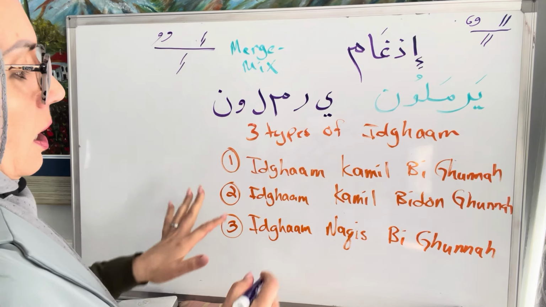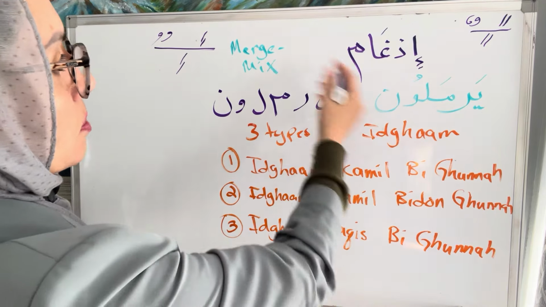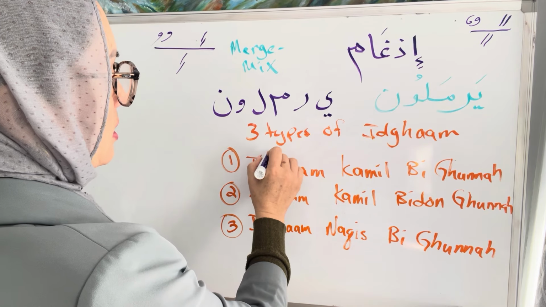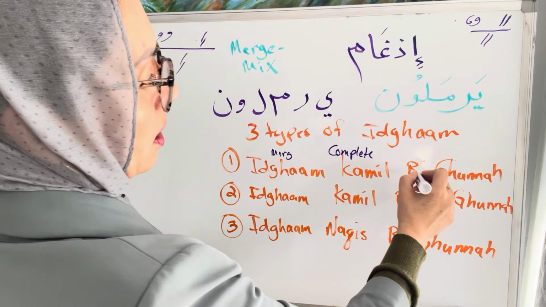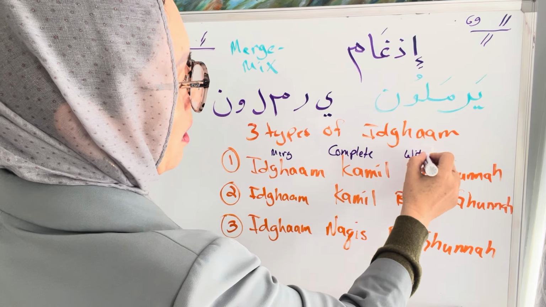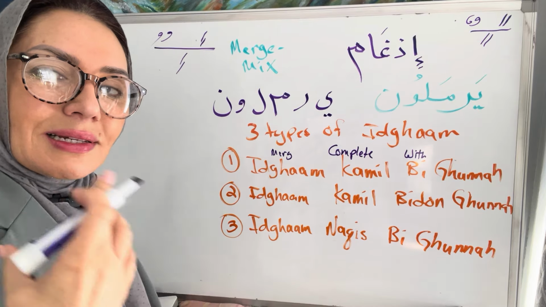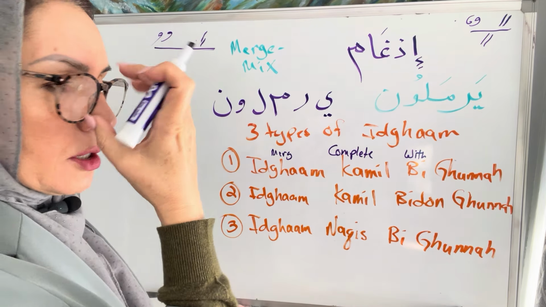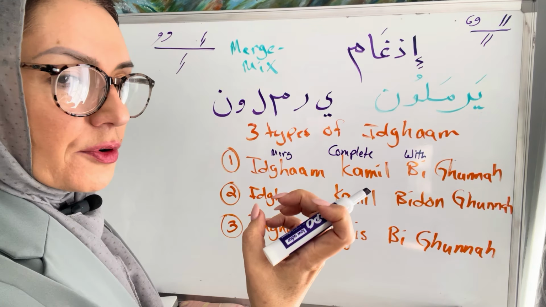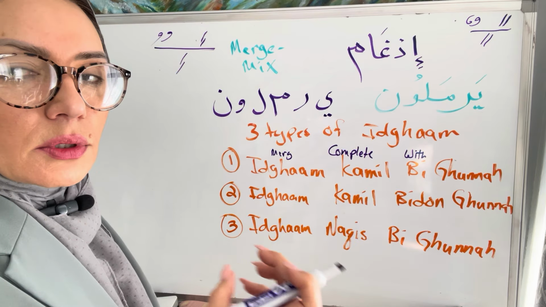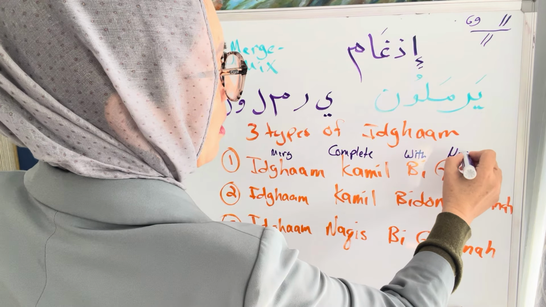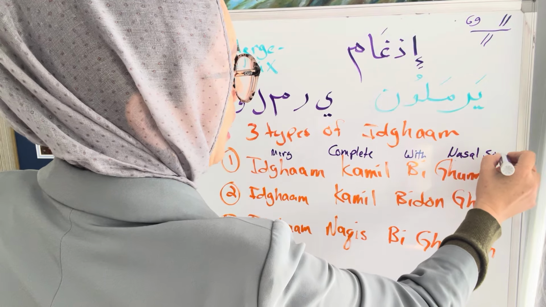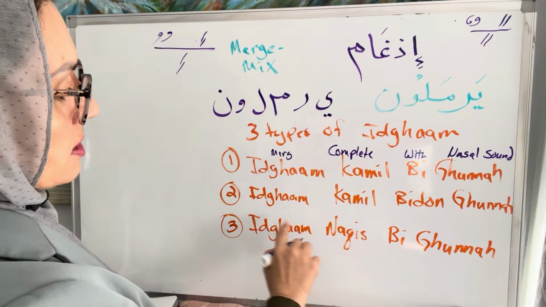So what does this mean? Idgham means merging, so we have the word merging or mixing. Kamil means complete. Bi means with. And ghunna, we talked about ghunna, it's a nasal sound that comes from up here in the nasal area when you hold for a few seconds or 2 beats, depending on the beats. This is the nasal sound.